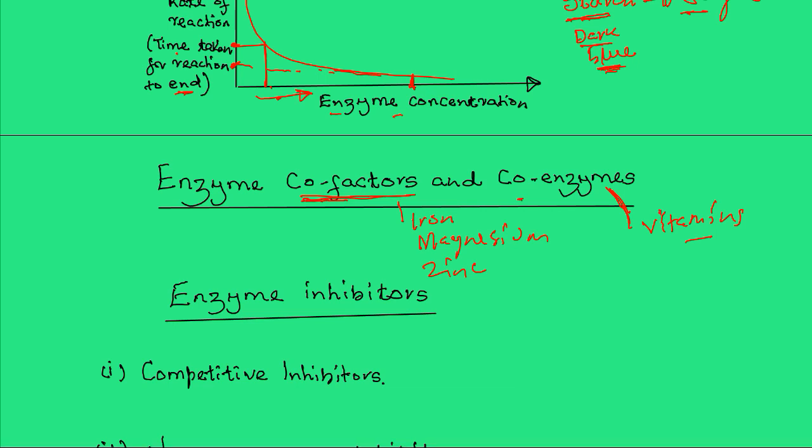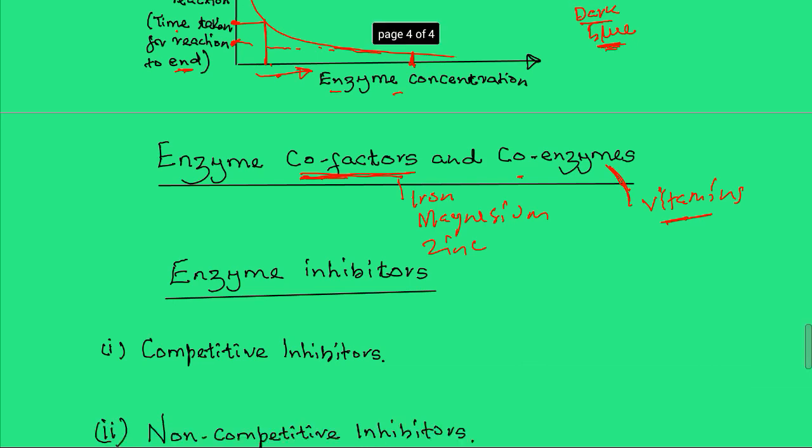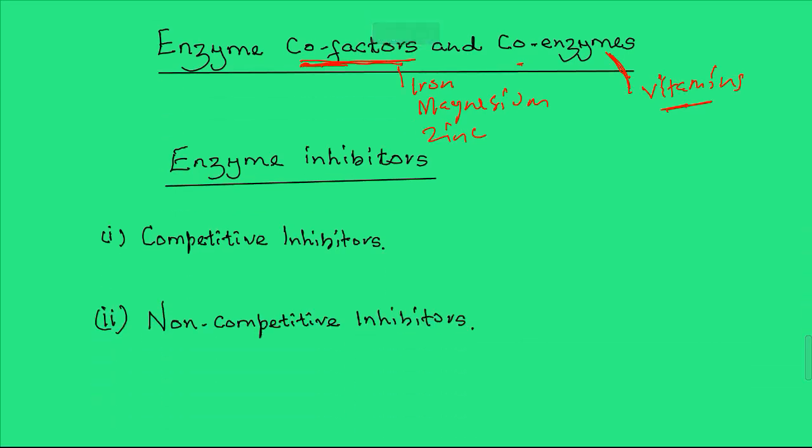So, coenzymes are usually derived from vitamins. So, alongside the ions of many metallic substances, vitamins make up cofactors, and many enzymes will not function in the absence of these cofactors. Then the last factor that affects enzyme activities are the enzyme inhibitors.